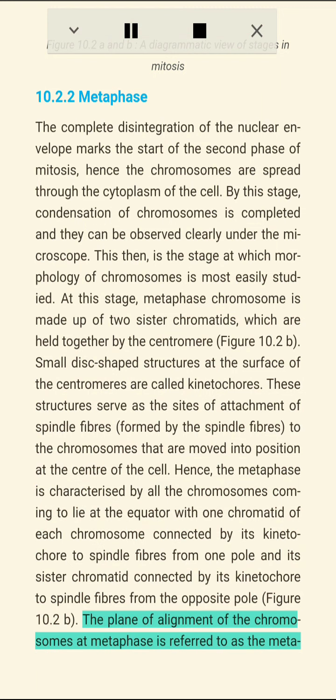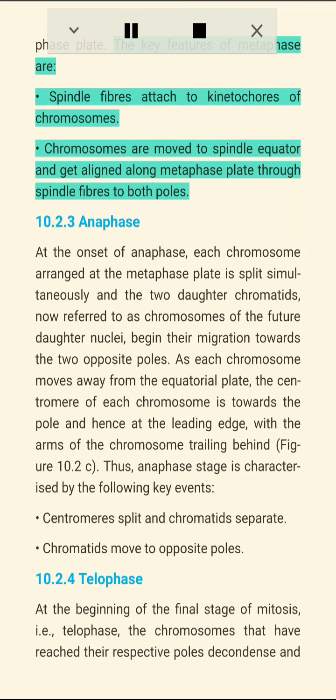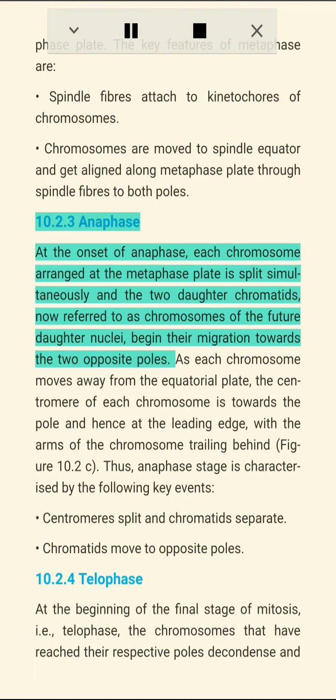Hence, the metaphase is characterized by all the chromosomes coming to lie at the equator with 1 chromatid of each chromosome connected by its kinetochore to spindle fibers from one pole and its sister chromatid connected by its kinetochore to spindle fibers from the opposite pole, Figure 10.2b. The plane of alignment of the chromosomes at metaphase is referred to as the metaphase plate. The key features of metaphase are spindle fibers attached to kinetochores of chromosomes. Chromosomes are moved to spindle equator and get aligned along metaphase plate through spindle fibers to both poles.